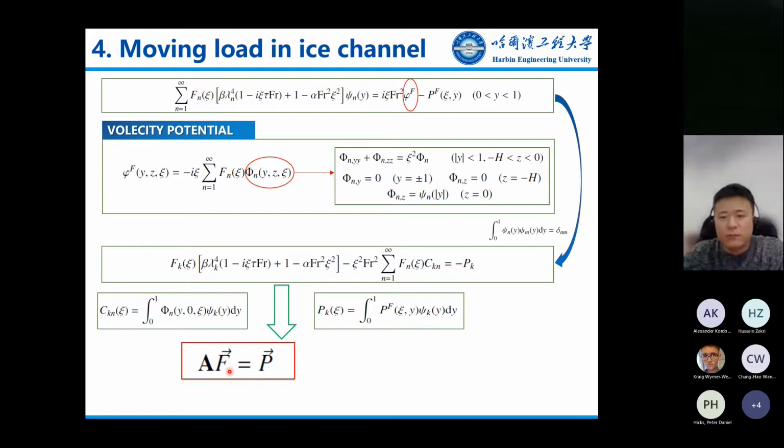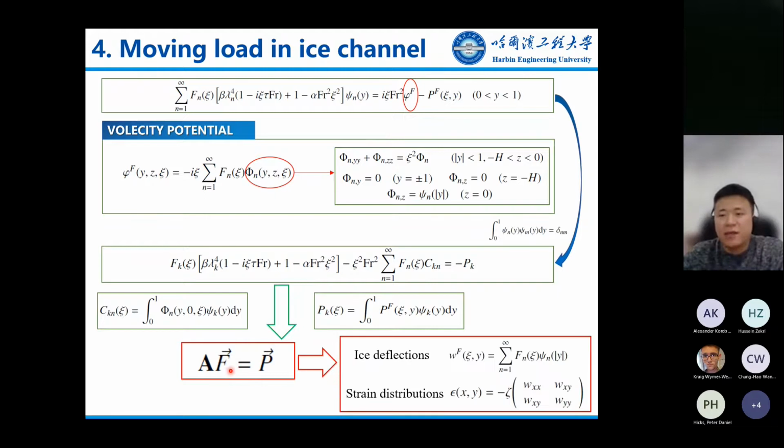Solving this matrix equation, we can calculate the ice deflection using the theoretical solution of the ice deflection and the strain distributions in the ice plate here.